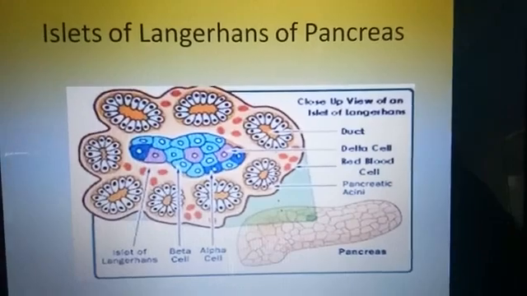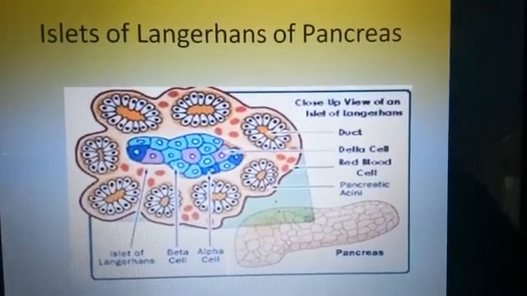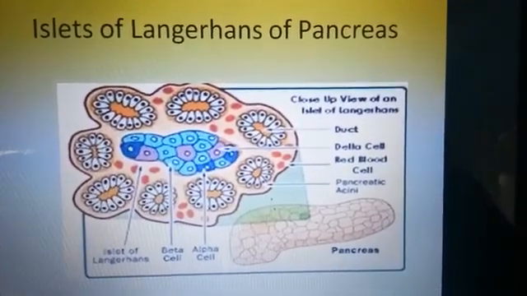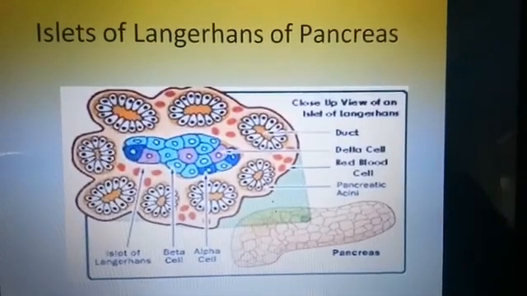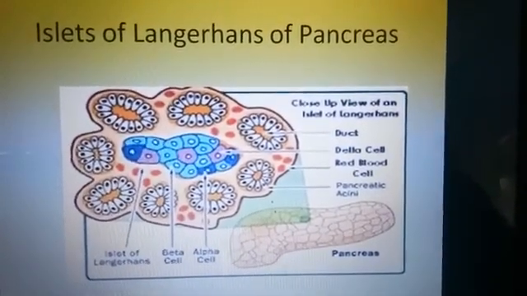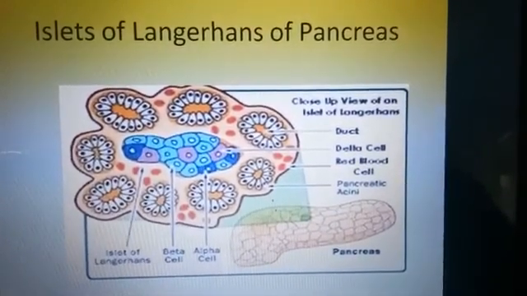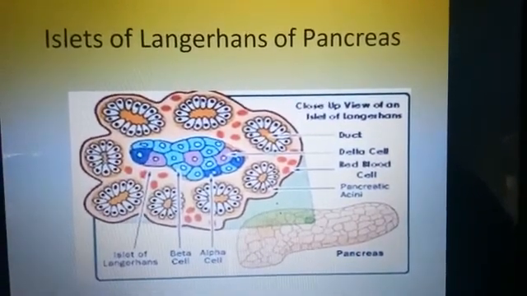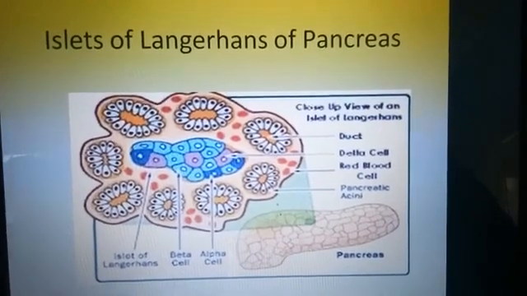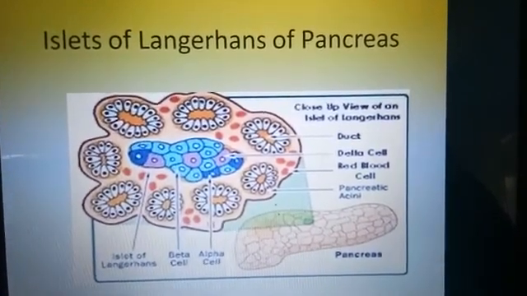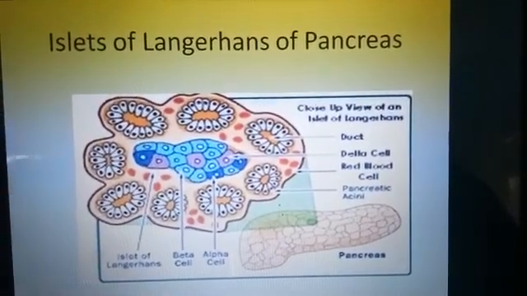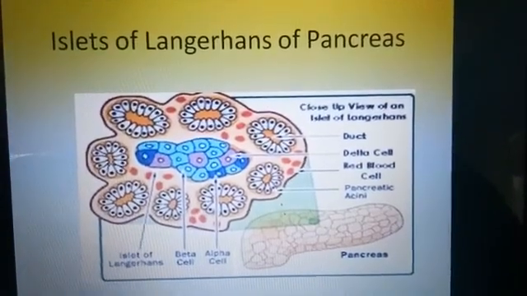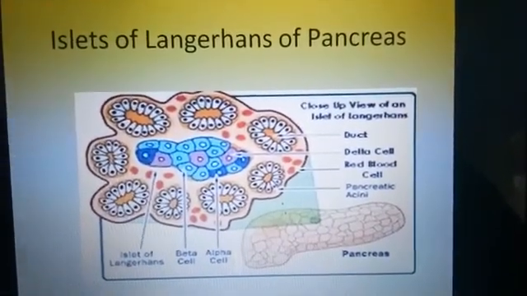The endocrine part of the pancreas or the endocrine cells of the pancreas are called islets of Langerhans, named after the scientist called Paul Langerhans. And among these endocrine cells, there are again different types. You have alpha, beta, gamma and delta. So there are different kinds of cells, each with its own function.